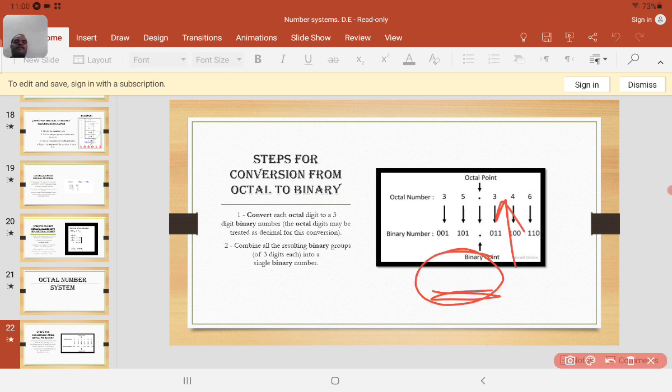For example, when it is 35.346, we directly write the given number in binary with three digits as one group each: 3 as 011 and 5 as 101. The binary point is kept the same, like that only. And next 3 as 011, 4 as 100, 6 as 110. Just we write the given octal number as groups of three binary digits, exactly the opposite of binary to octal.